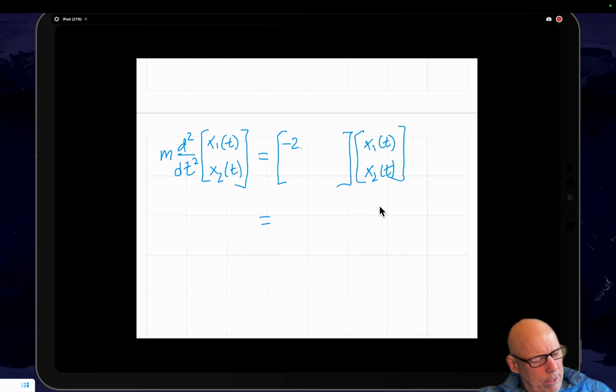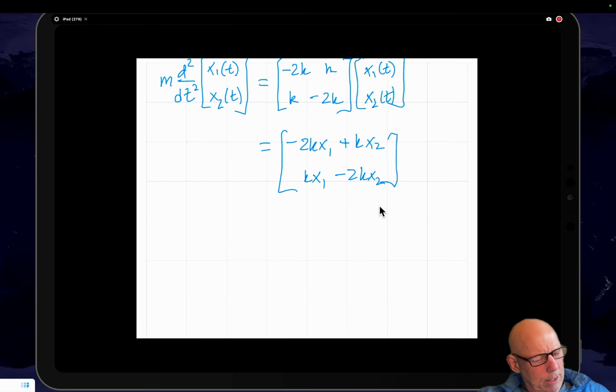So this is minus 2k, this is k, this is k, and this is minus 2k. And now I propose that we multiply this all out. So I get minus 2k x1 and then plus k x2. For the bottom, I get k x1 and then minus 2k x2.